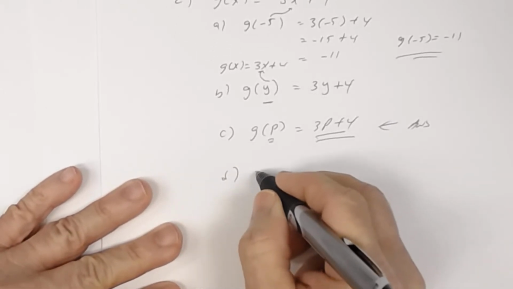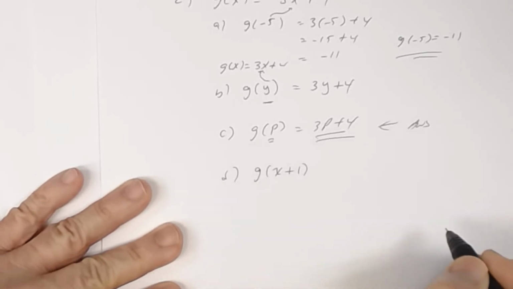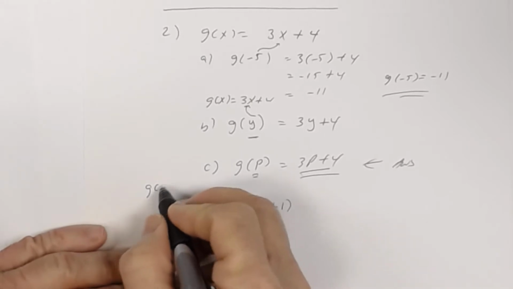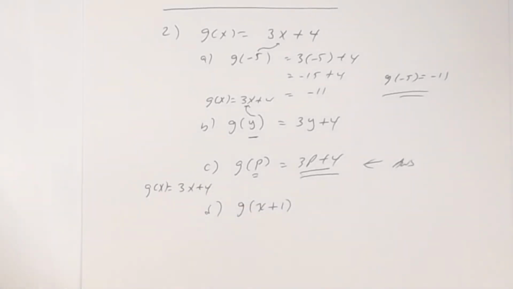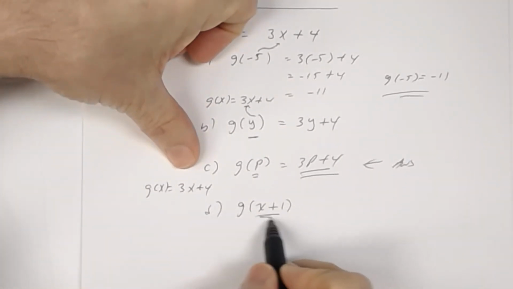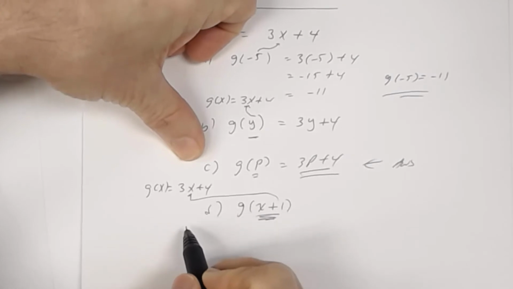All right, D. Suppose I want to find g of x plus 1. Again, let me go ahead and rewrite this over. So g of x is equal to 3x plus 4. Now, this is where you've got to start being careful. G of x is 3x plus 4. So wherever you see the variable x, you're going to substitute what's inside these parentheses. That's what that means, okay?